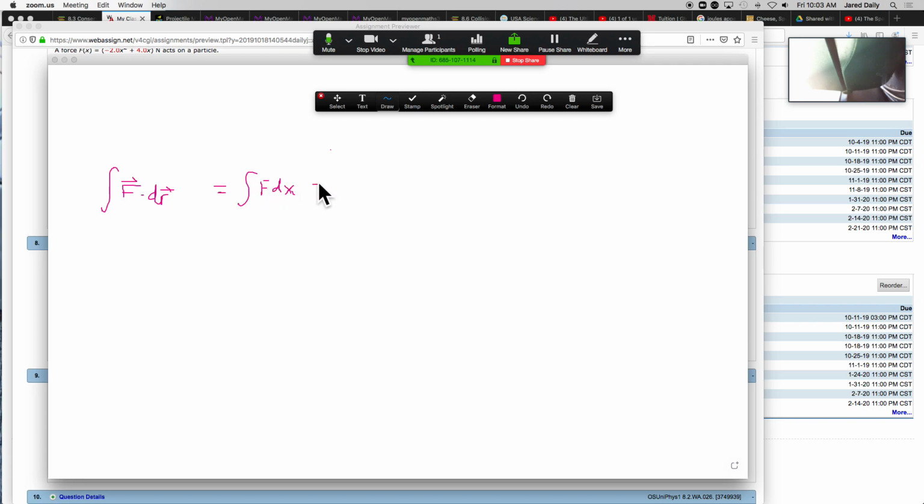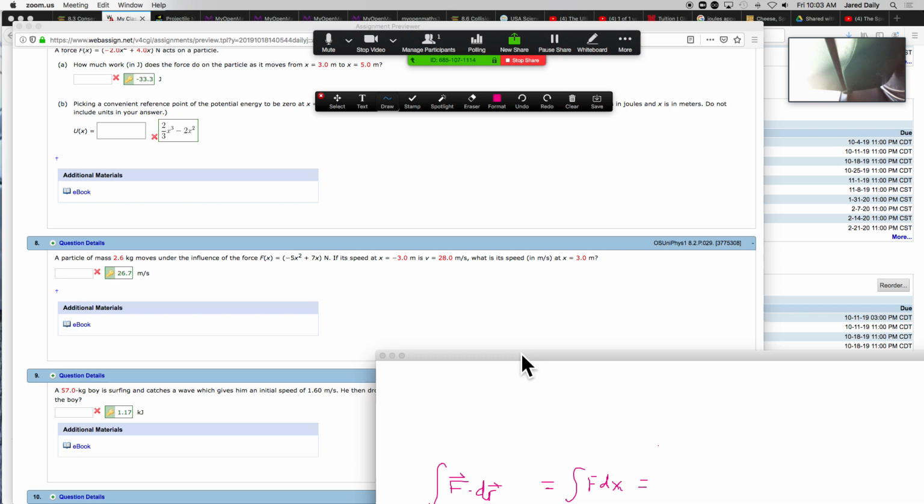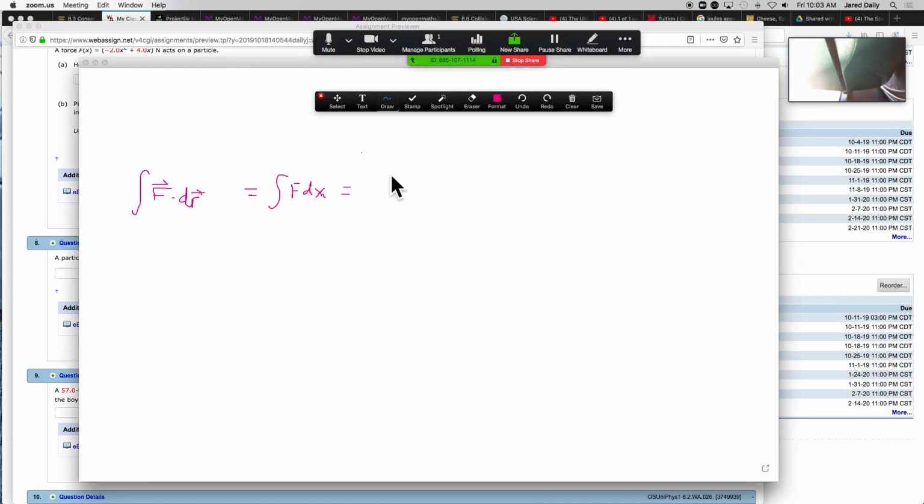Right? And so our function is whatever it is. It's minus 5x squared plus 7x. So we have the integral of minus 5x squared plus 7x dx. Right? How do we know this becomes this in one dimension? Because F dot dr always ends up being the x part of the function times the x part of r, plus the y part of the function times the y part of r. And since our path is one dimensional, the x part of r is just dx. So anyway.